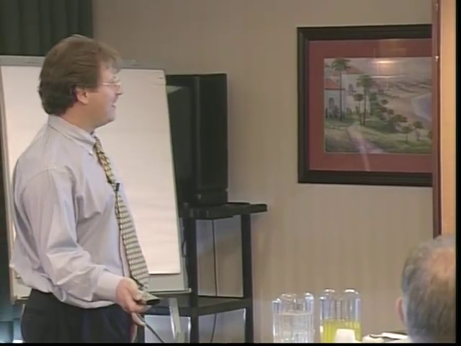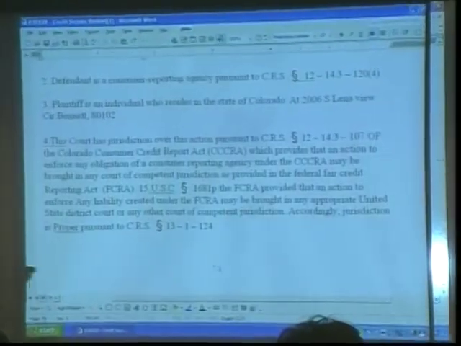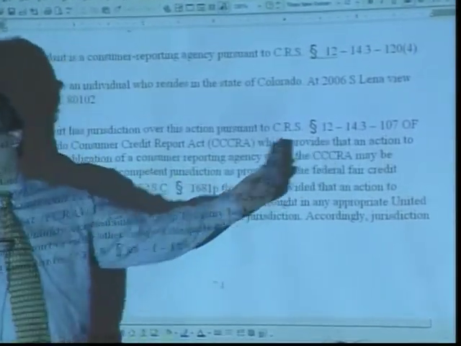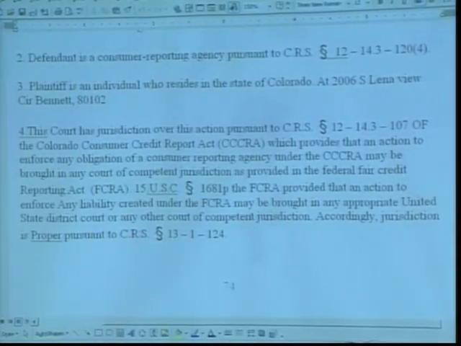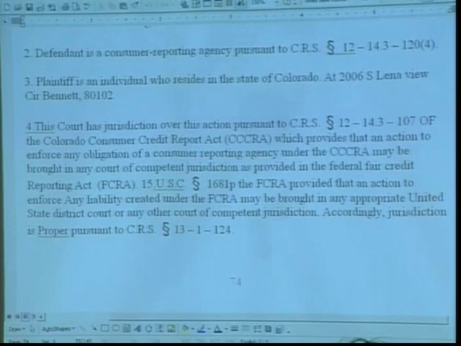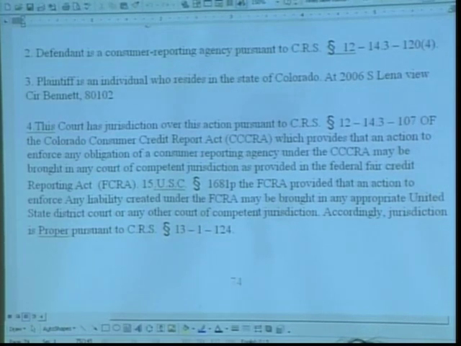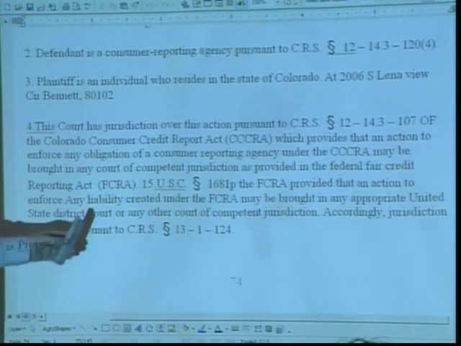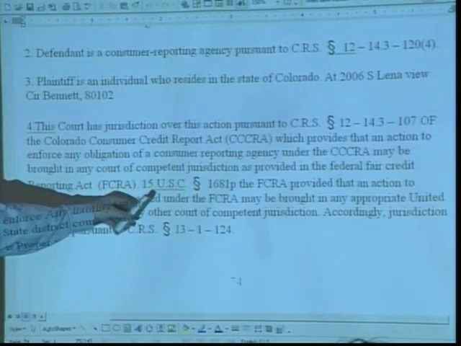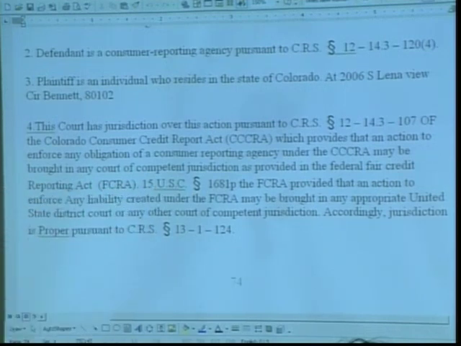Now this one's really cool. I like this. You see, the thing that ticked him off is that in the state court, it only had the state code for the state. It had 12.14.3.120. When it went to federal, oh darn, maybe we should amend it and put in the Fair Credit Reporting Act and what part of the Fair Credit Reporting Act they violated. Because you're allowed to amend it.